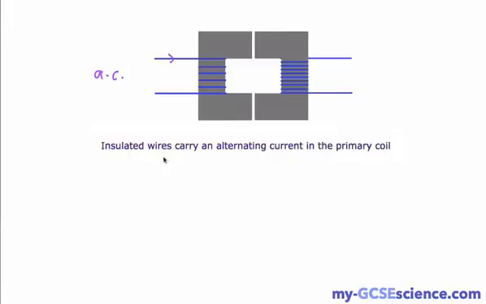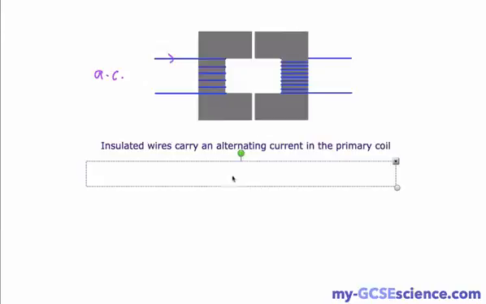So we have insulated wires that carry an alternating current in the primary coil. So we have here our primary coil, and I'll label all this for you in a minute so you can see it. If these wires weren't insulated, the current would just flow directly from here straight through rather than going around the coil. We don't want that to happen, so the wires are insulated.